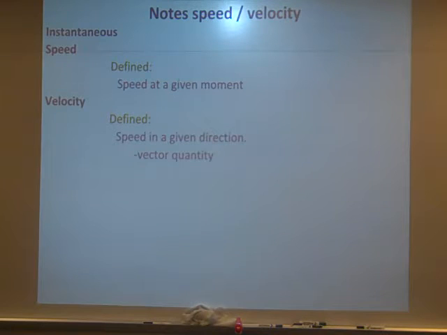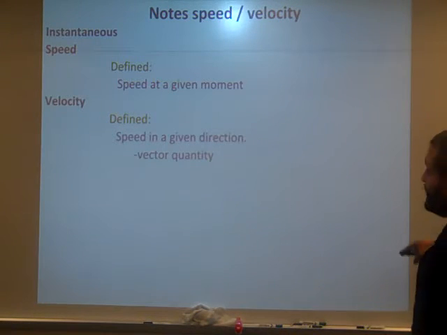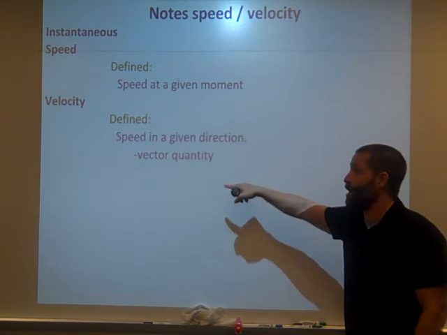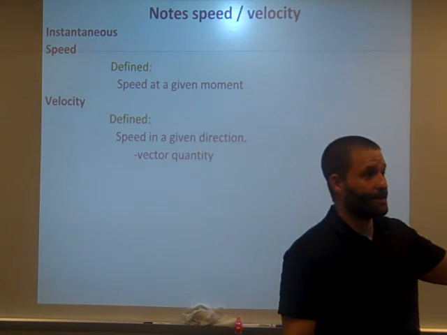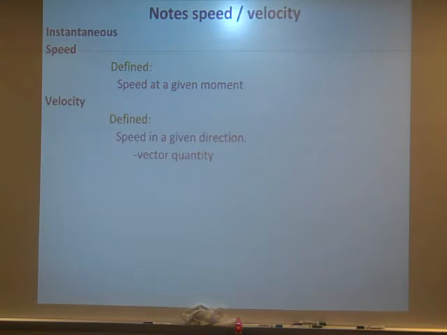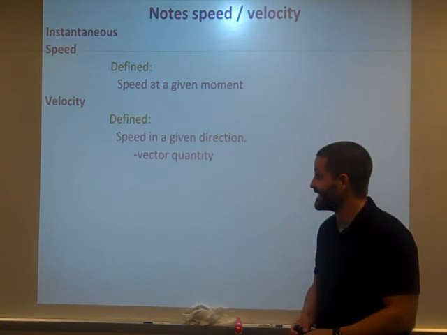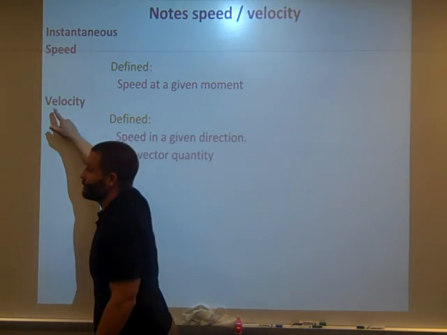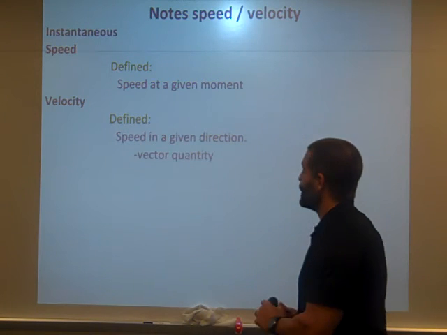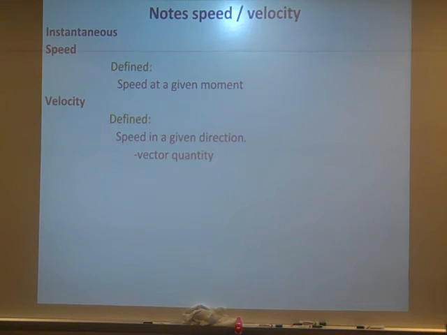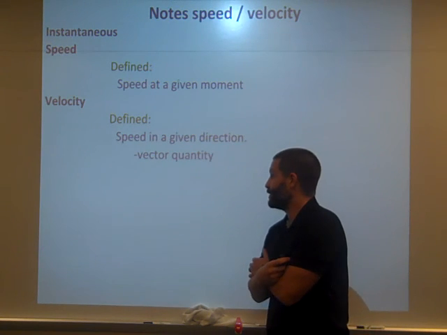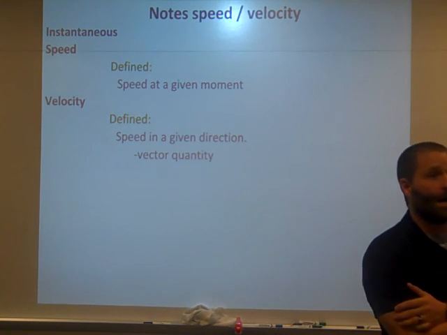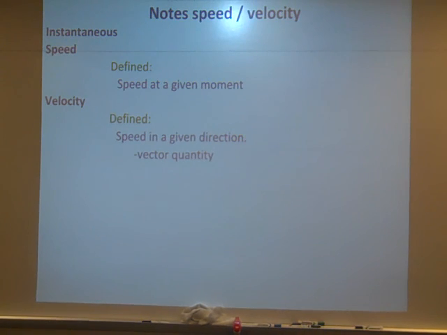Velocity is speed in a given direction. It's a vector quantity. So if you didn't write that down, those are the two major differences I want you to understand. Scalar is speed. Vector is velocity. The nice thing is, guys, it's going to be easy to remember because they both begin with the same letter. Just know that speed in a given direction is a vector quantity. All right, any questions thus far?